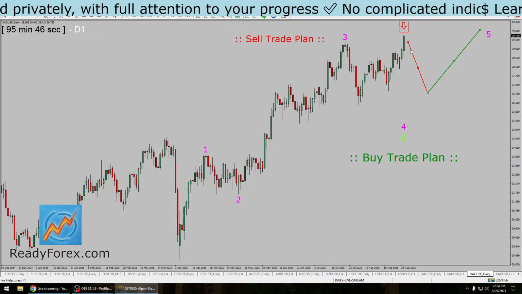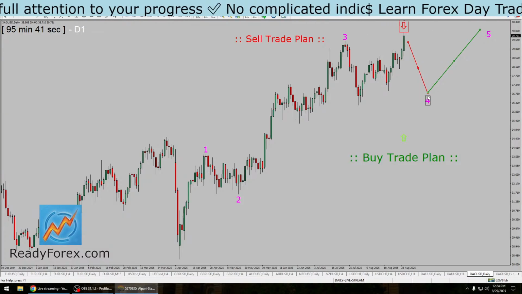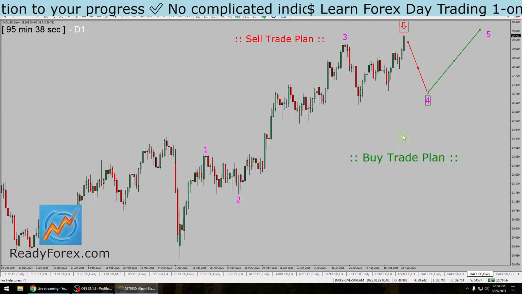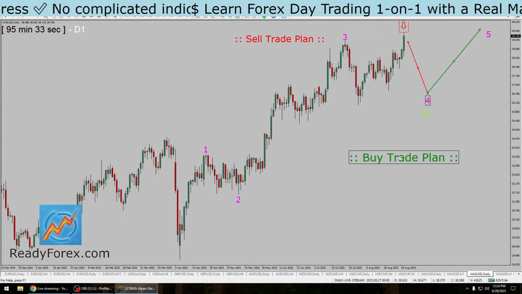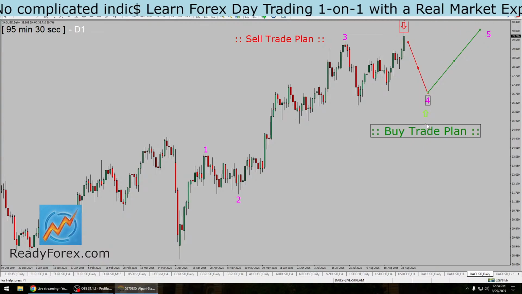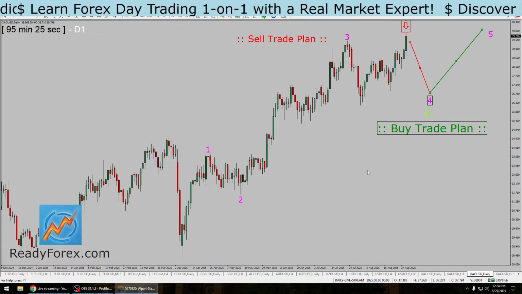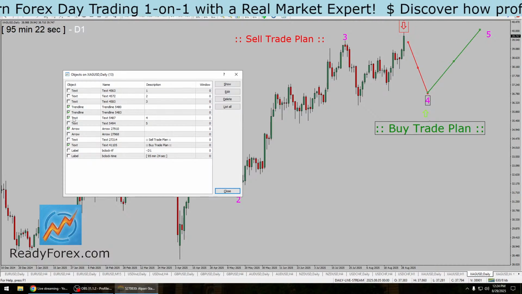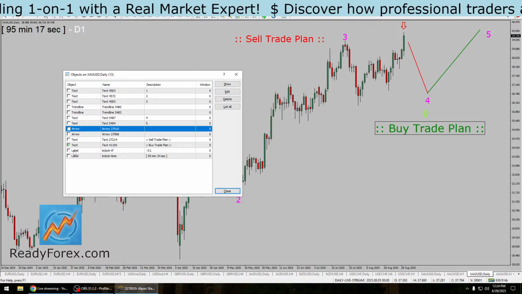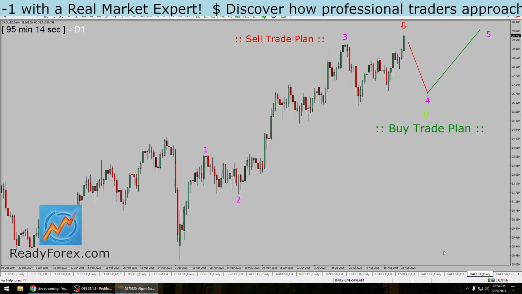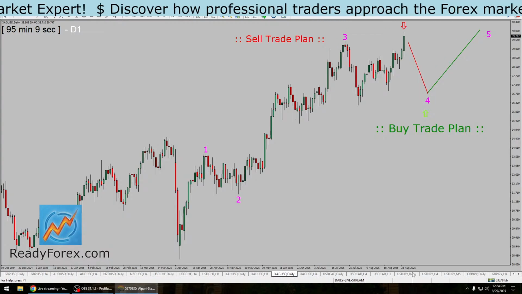So wait for a pullback. Here's the wave 4 potential pullback. This is what I'm looking for, and then look for a buy trade plan. Otherwise, wait outside. The breakout which we got today, this whole thing could fail as well. So XAG USD pair, the trend looks up and I expect more upside.